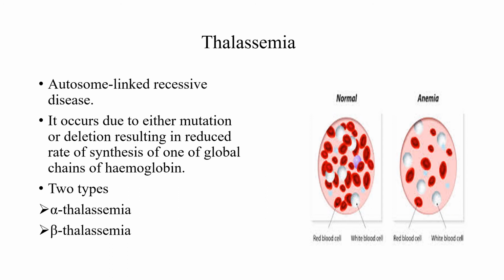Then thalassemia, an autosome linked recessive disease. It occurs due to either mutation or deletion, resulting in a reduced rate of synthesis of one of the globin chains of hemoglobin, either alpha or beta thalassemia. You can see the diagram and understand. Here there are more RBCs, but here the RBCs are less due to mutation.